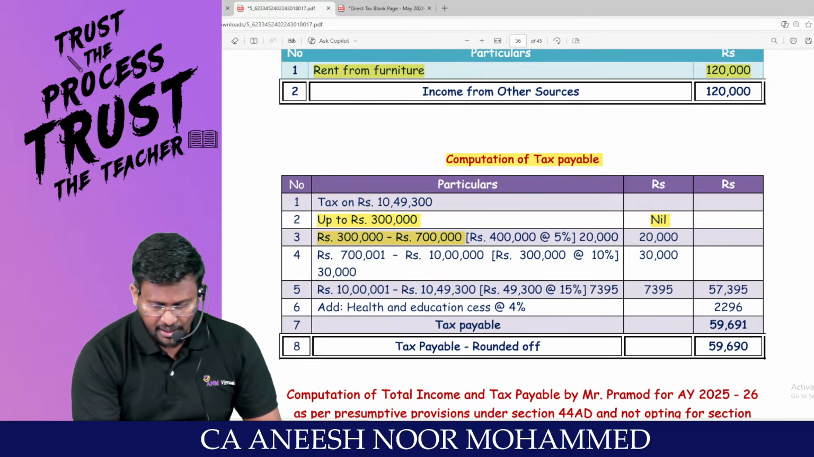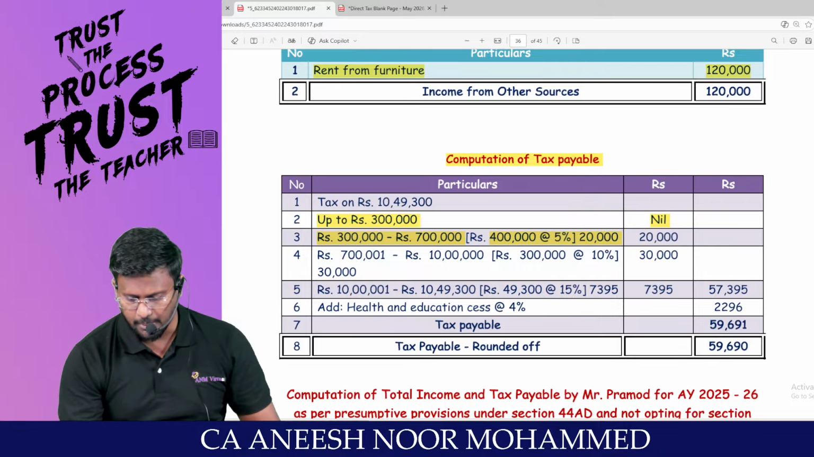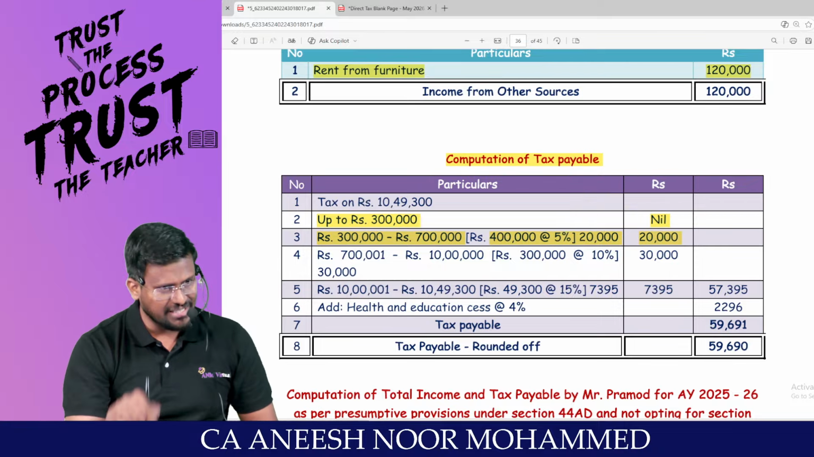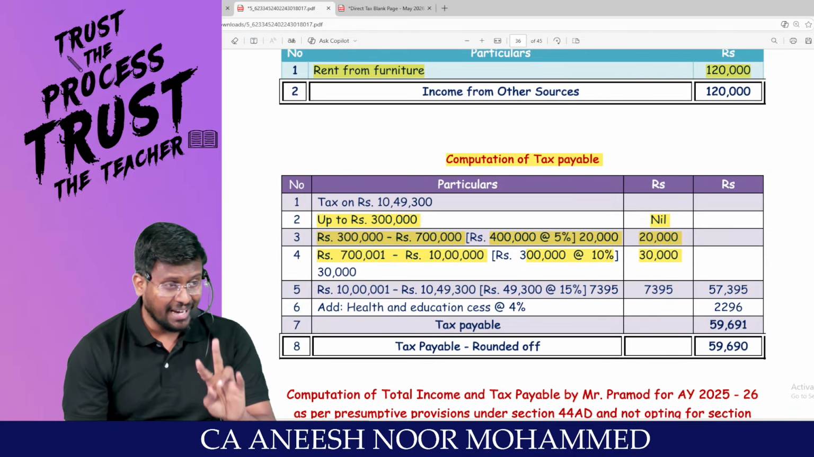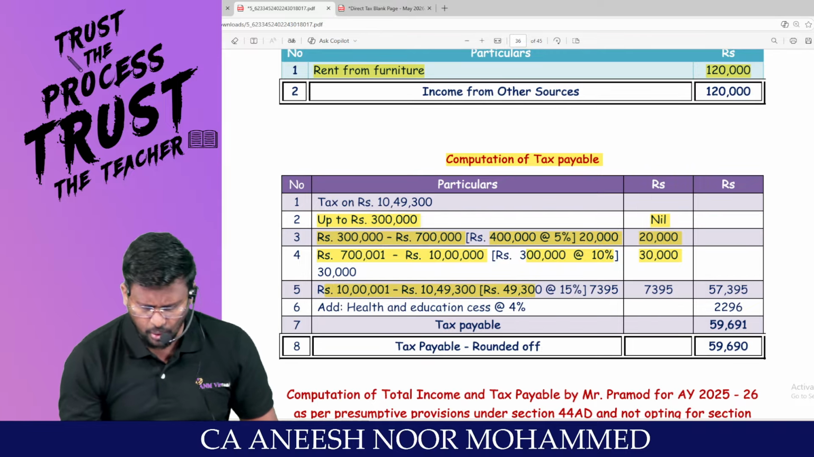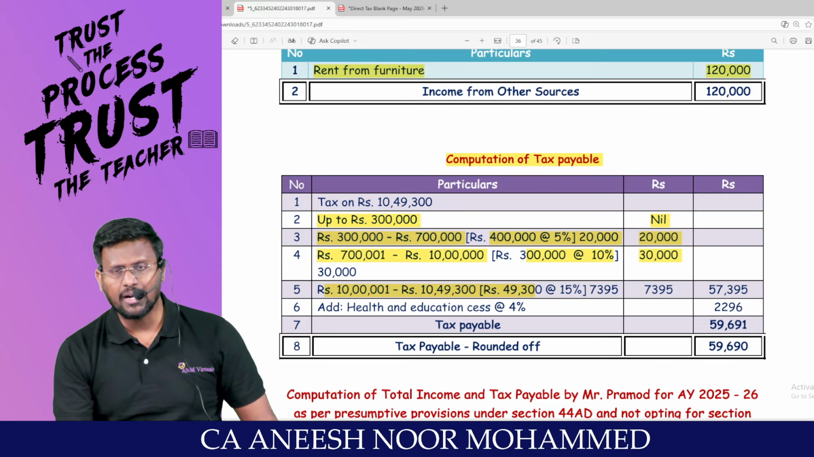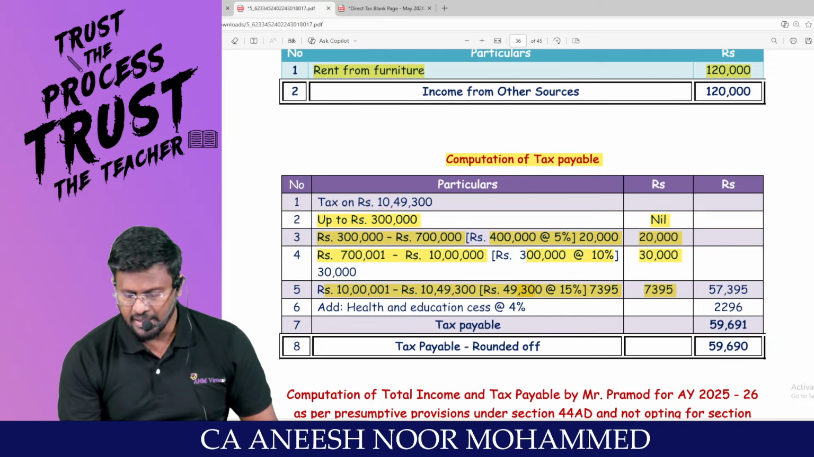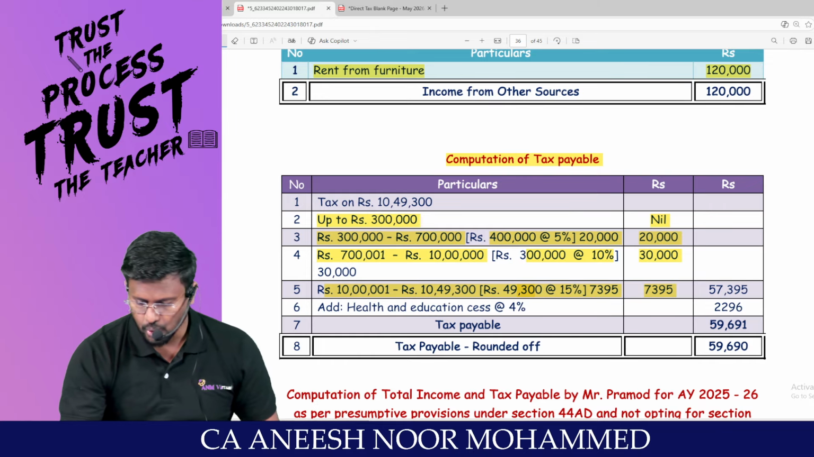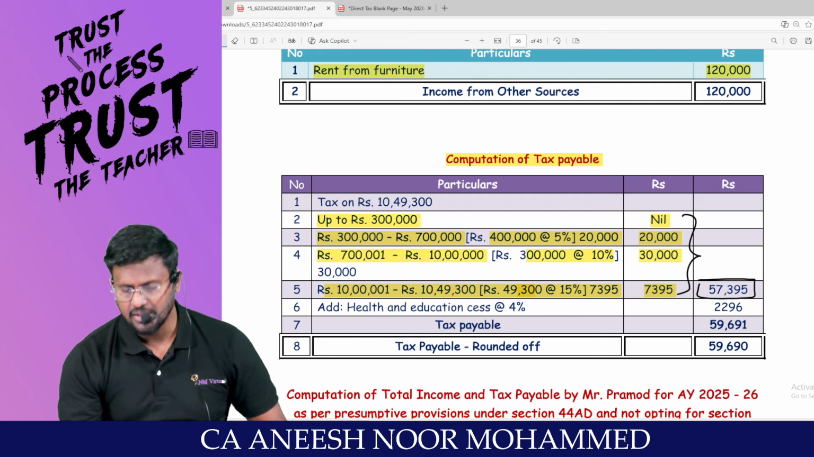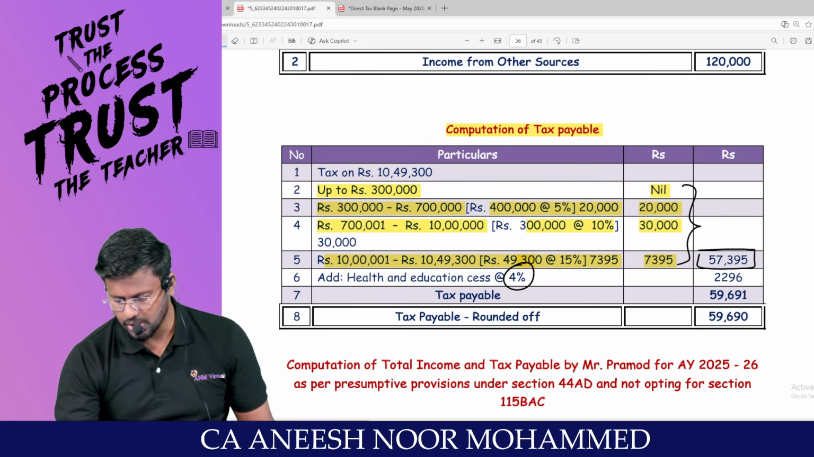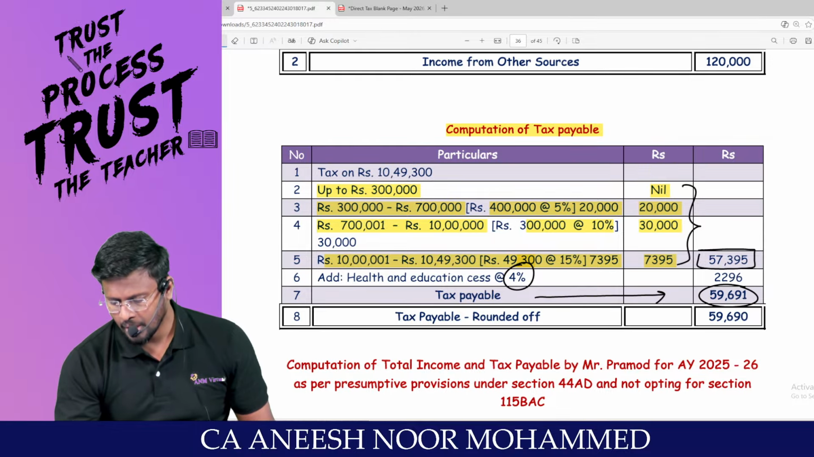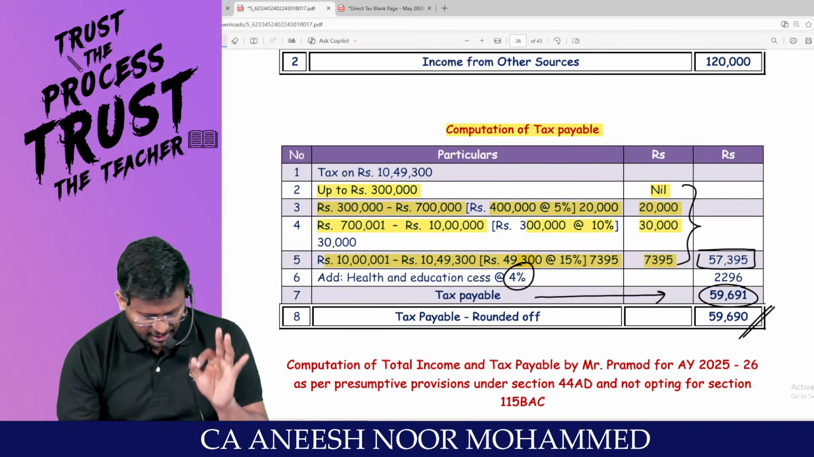Sir, I am going to travel through the default tax regime: up to 3 lakh rupees nil. Next 4 lakh, 3 lakh to 7 lakh at the rate of 5% comes to 20,000. Next 3 lakh, 7 lakh to 10 lakh at the rate of 10% comes to 30,000. 10 lakh to 12 lakhs is the next slab, but we are having only 10 lakh 49,300. So for that 49,300, 15%, 7,395. So the total will be 57,395. There is no headache of the surcharge and all. Add health and education cess, tax payable will be 59,691, rounded off to 59,690.